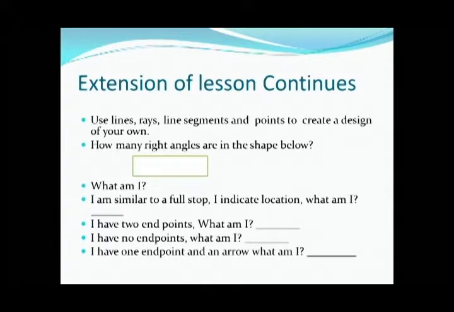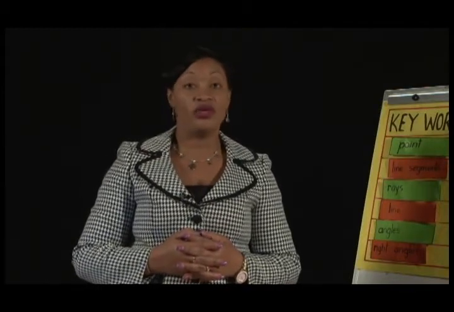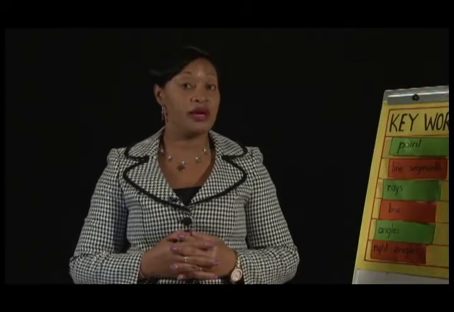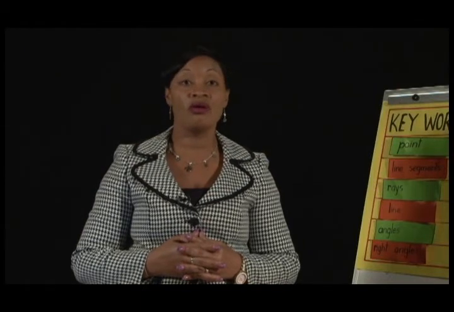I have no endpoints. What am I? Did I hear line? You are correct. I have 1 endpoint and an arrow. What am I? Did you say ray? You are correct. I'm sure you learned a lot today. And when you get back to school, I want you to practice to use these terms. Practice to use them at home and remember them all the time.